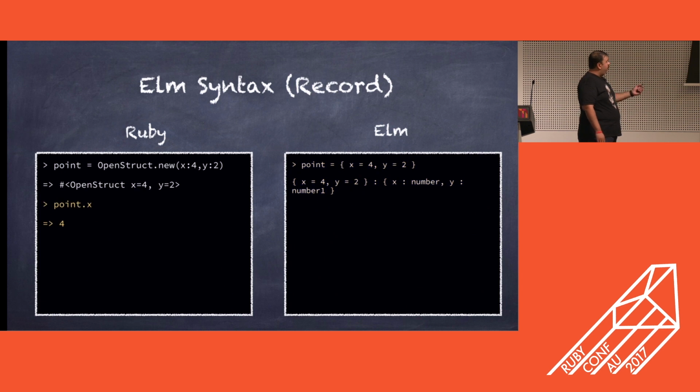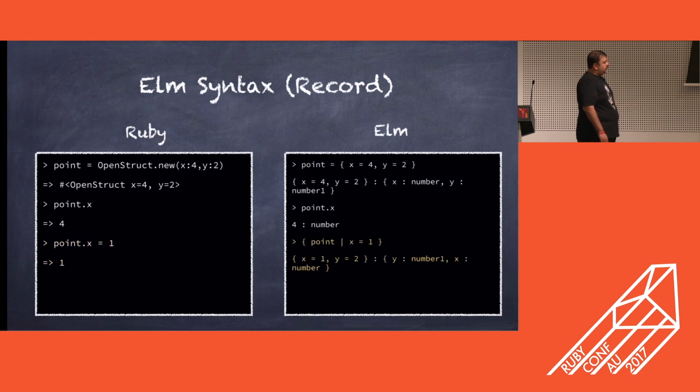To access any value out of that, you just use the dot operator. So you do point.x, and you get the value back. In Elm, you do exactly the same thing. To override or change a value in Ruby, you just do point.x and then use the equals operator to assign something back to that particular key.